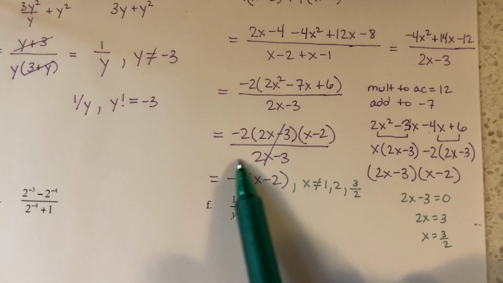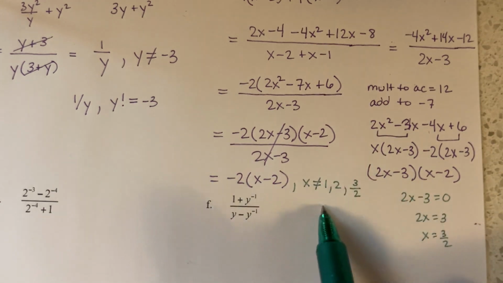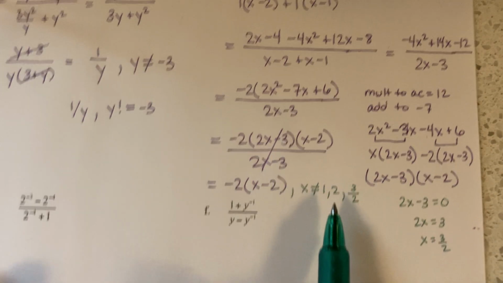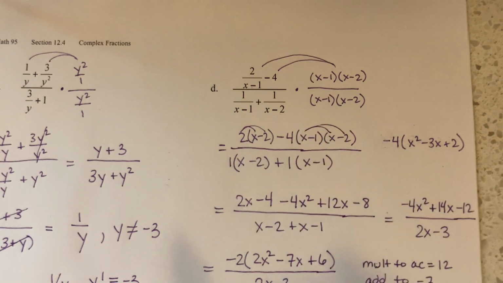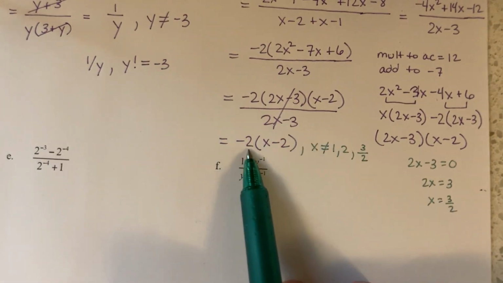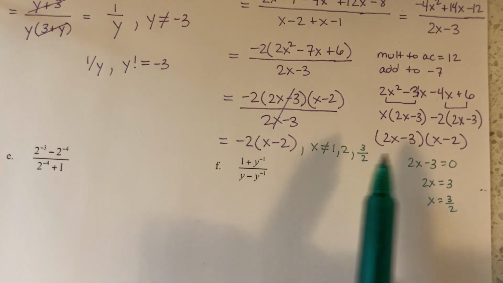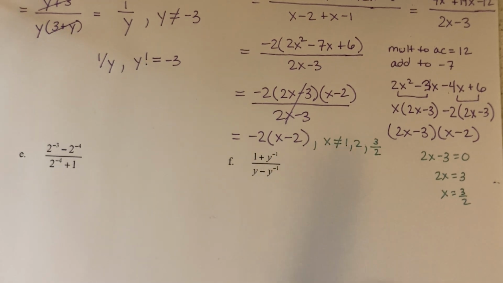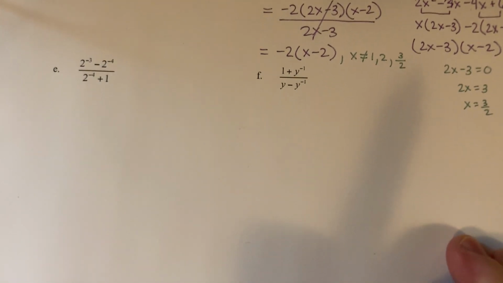So there are 3 different domain restrictions that we need to put on there, because otherwise the original fraction isn't exactly the same as what we ended with. It's equal to this expression with these additional caveats, or domain restrictions. Okay.